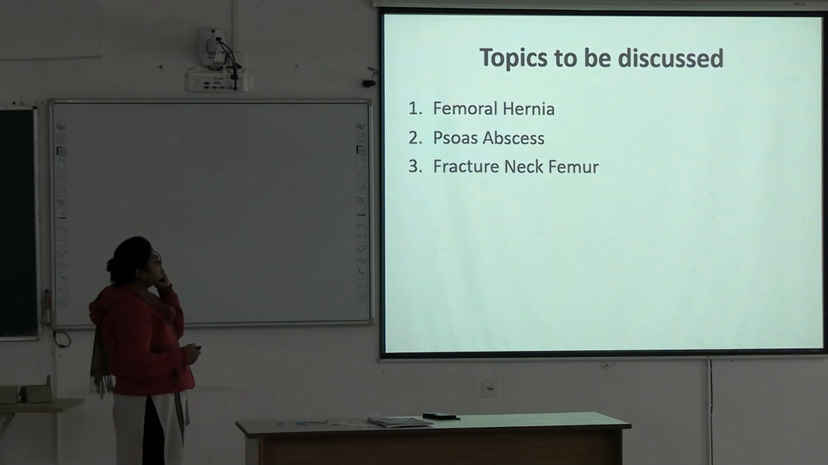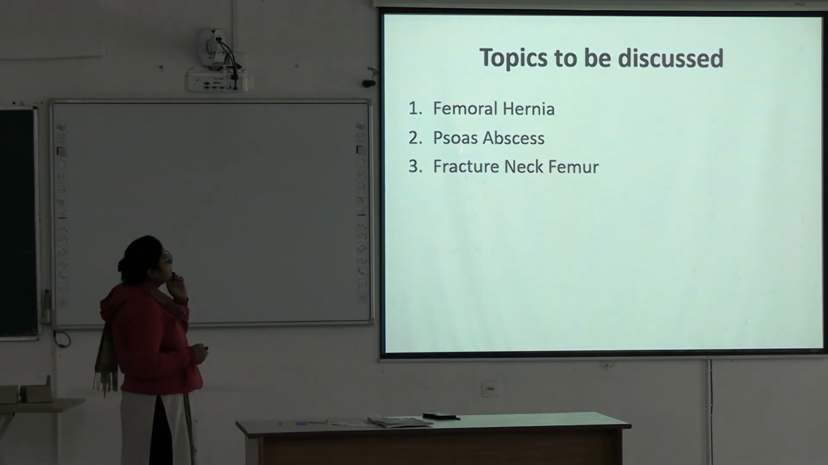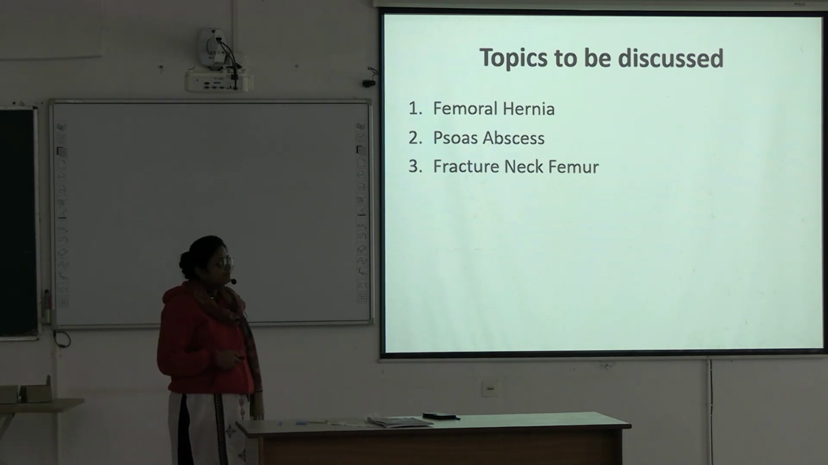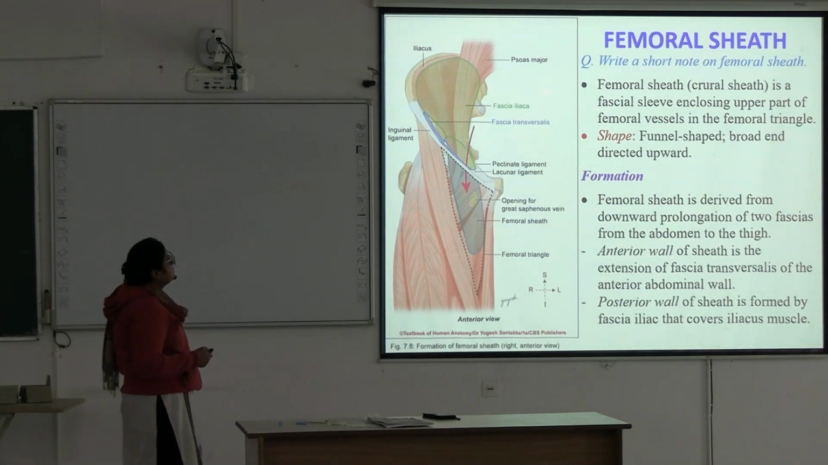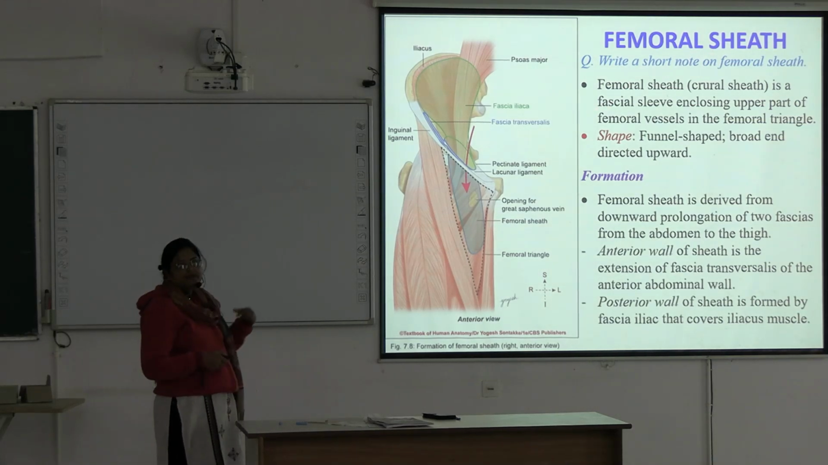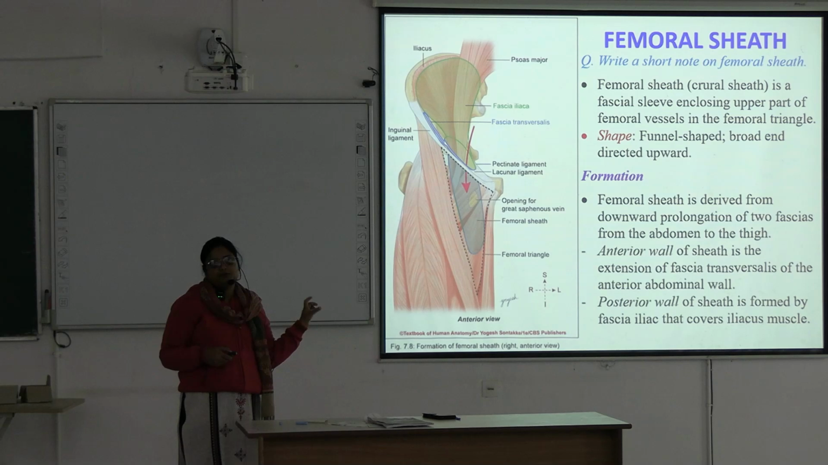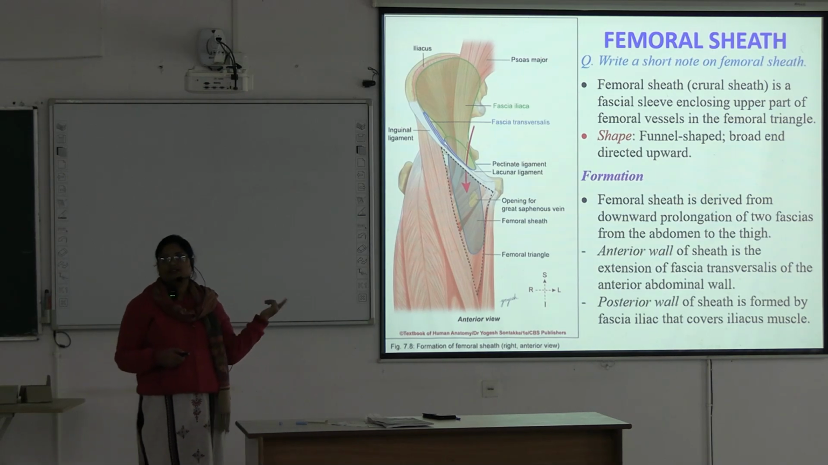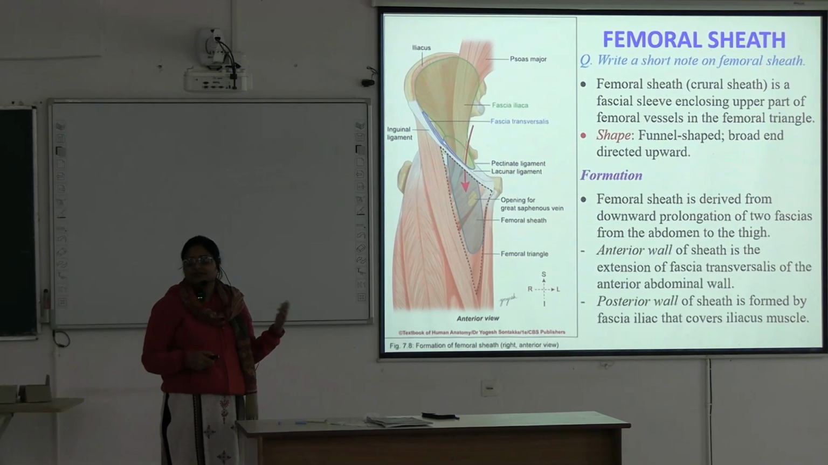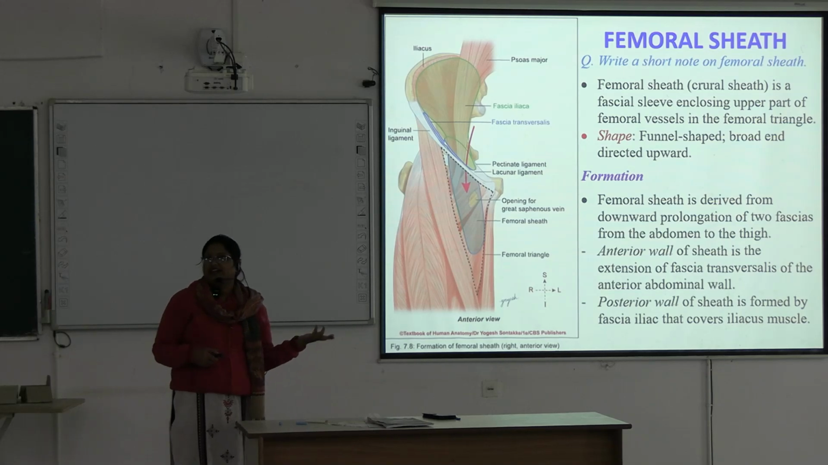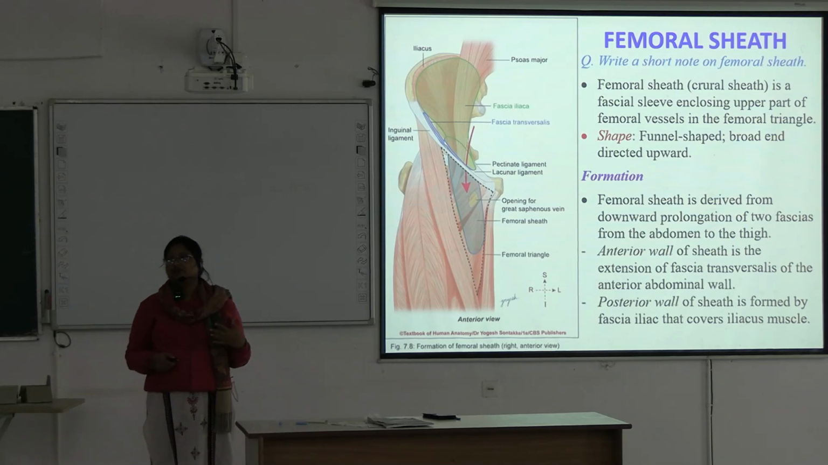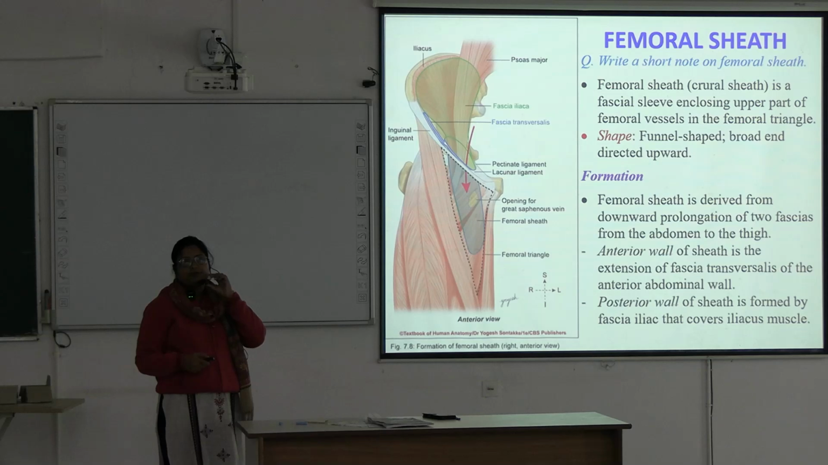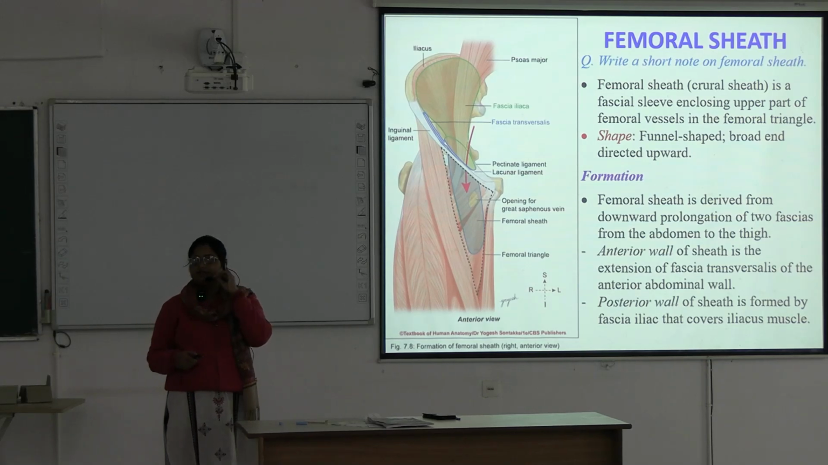So these three topics mainly we will discuss: femoral hernia, psoas abscess, and fracture neck of the femur. Okay. Next. So femoral hernia occurs through the femoral canal. So to know the femoral canal, you have to first know the femoral sheath. Femoral sheath comes in your long question. Also this femoral hernia comes as a part of long question, and it can also come as a short note, femoral hernia. Femoral hernia, inguinal hernia, both are very important.